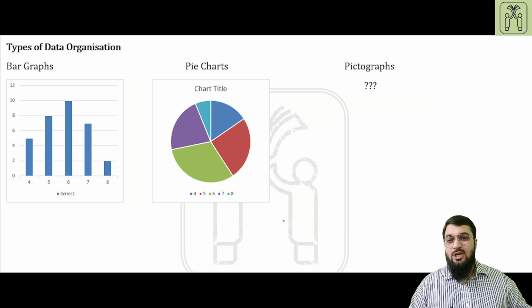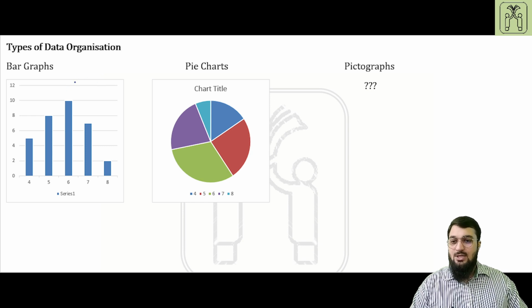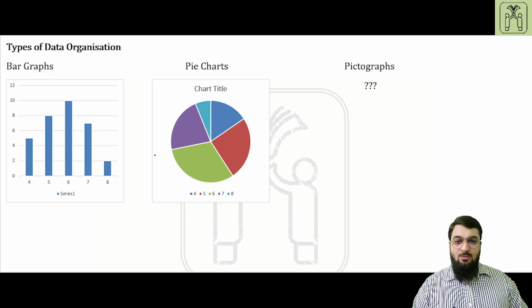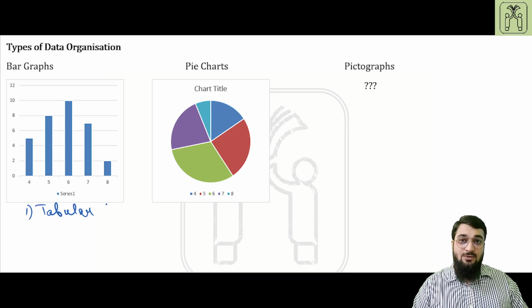Okay, so types of data organization. Data organization can be done in various forms. The most basic form of data organization is tabular data. Before we come to bar graphs and pie charts, I will mention tabular data. That is the most basic and the most preferred second step after collecting data.